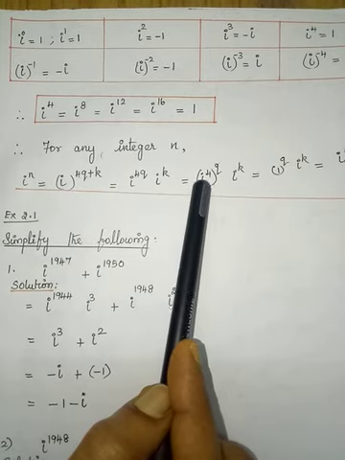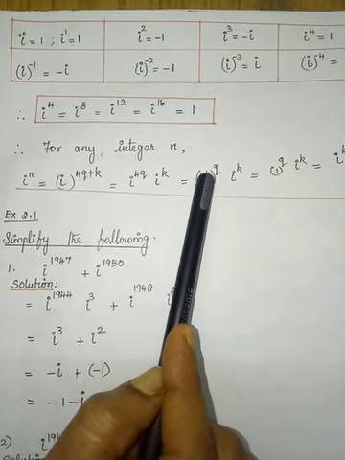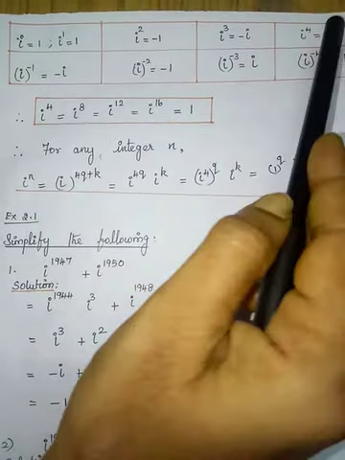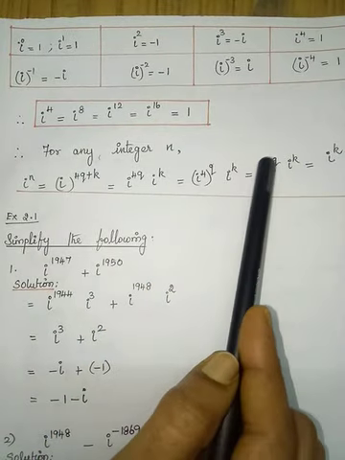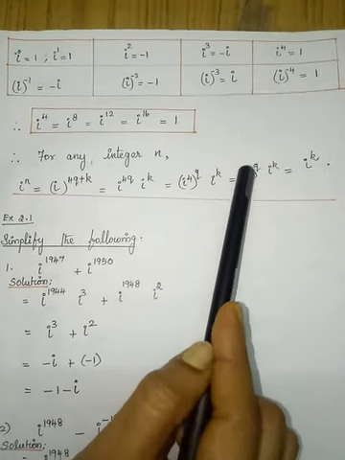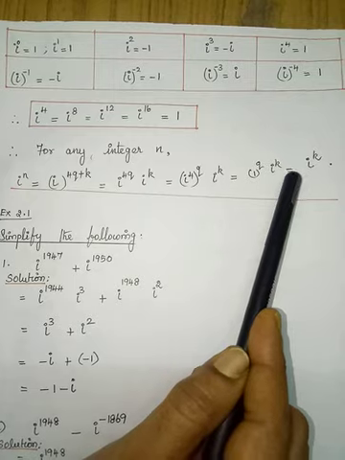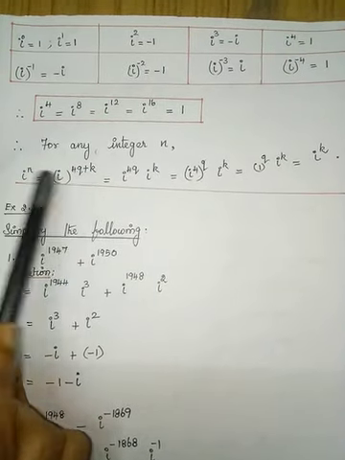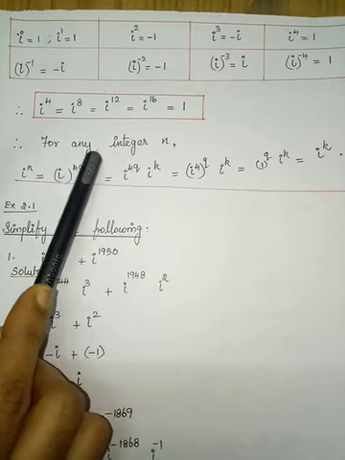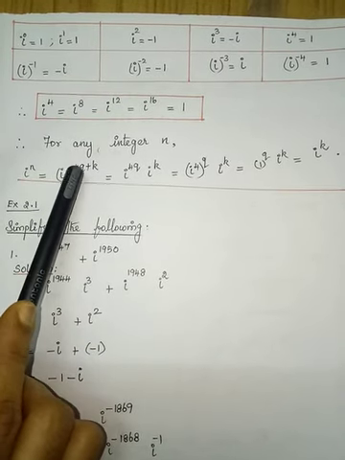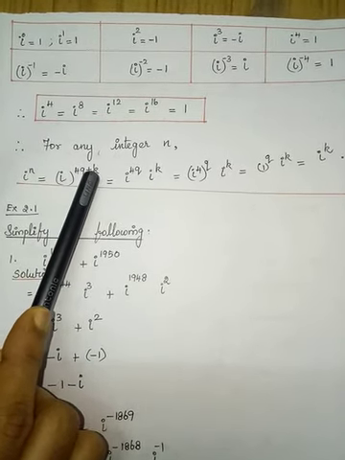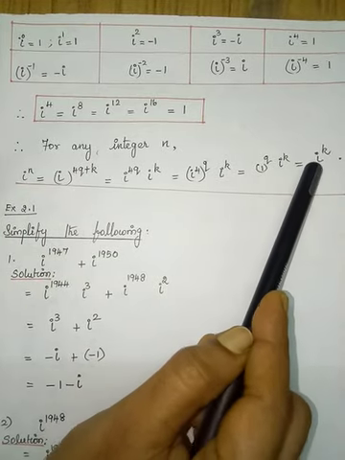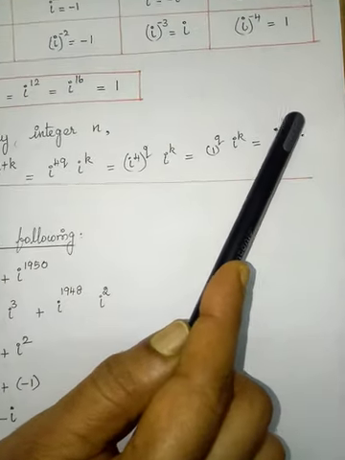Just now we have learned that if the power of i is a multiple of 4, it is 1. What is i power 4 here? It is 1. So 1 to the power q is 1, and 1 into i power k is equal to i power k. Look at this: for any integer n, you write the power as a multiple of 4 plus remainder, and the answer is i to the power of the remainder.